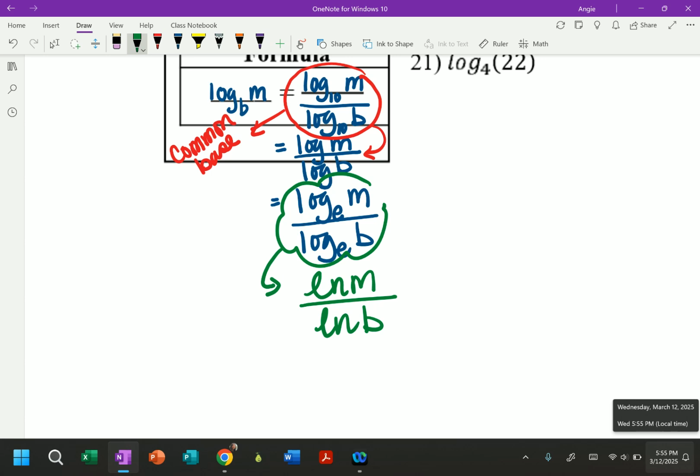Because e is a special number, you are not going to see log base e, okay? Instead, natural log will be used. But if you see natural log, then do know that it is log base e. Okay, guys.